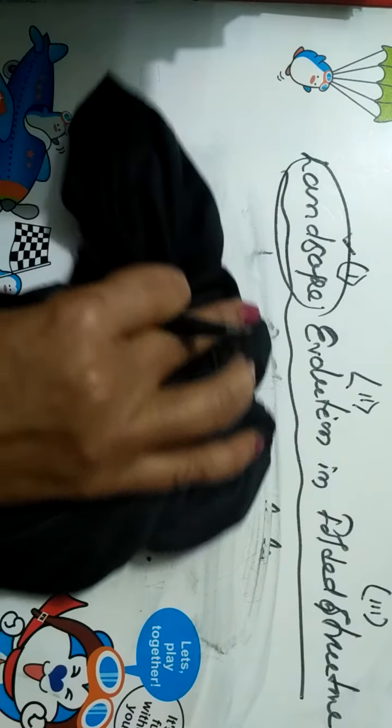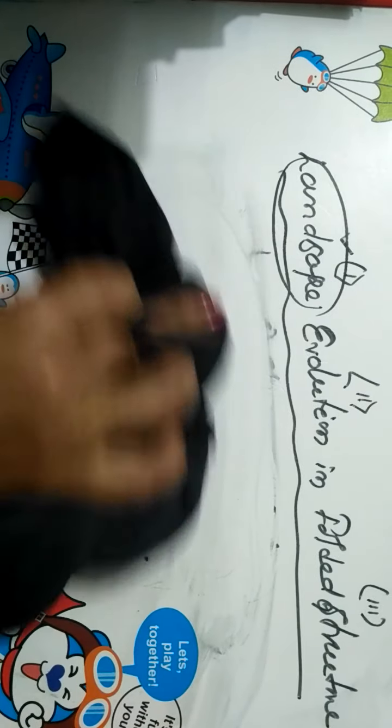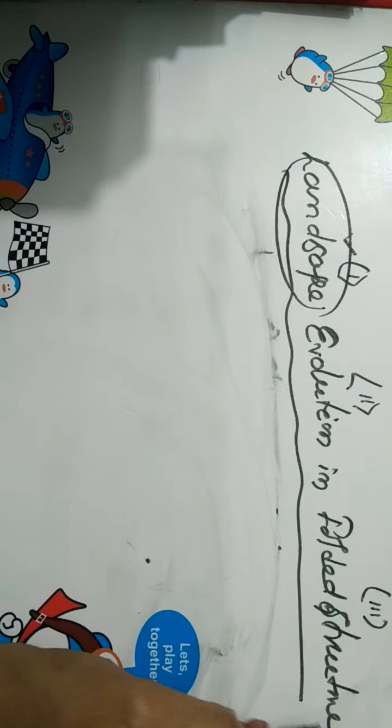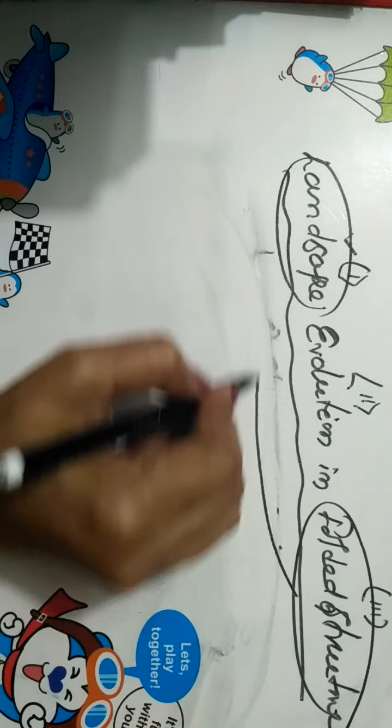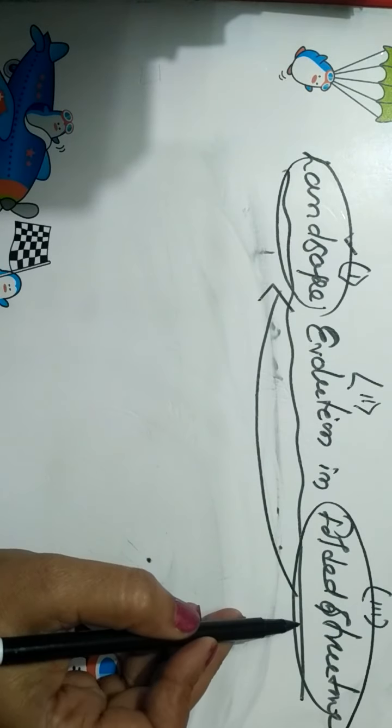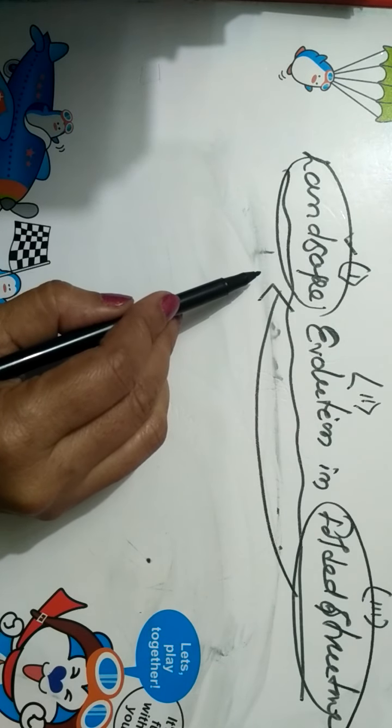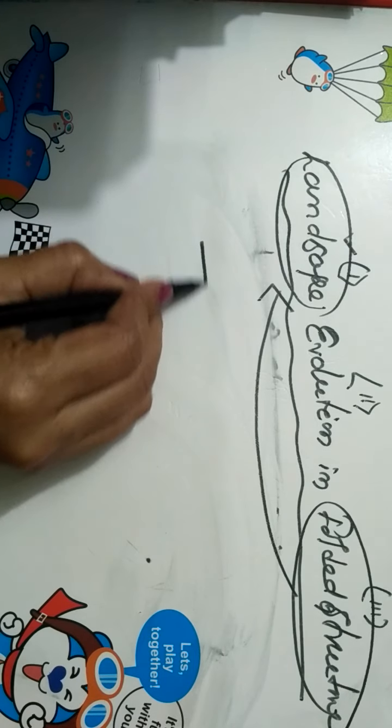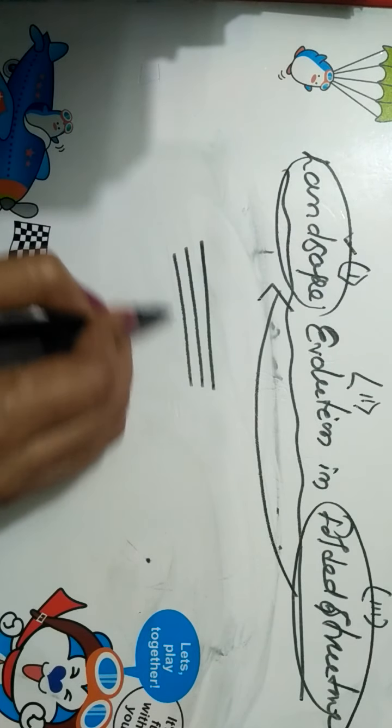We are all familiar with the folded landscape. Okay, fold structure is a one type of the landscape. Fold structure is related to landscape. What does fold structure mean? These are the horizontal strata.